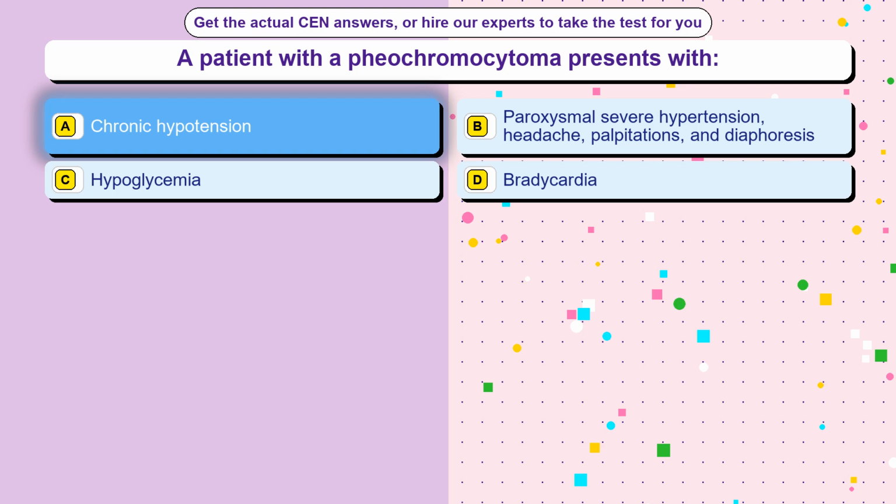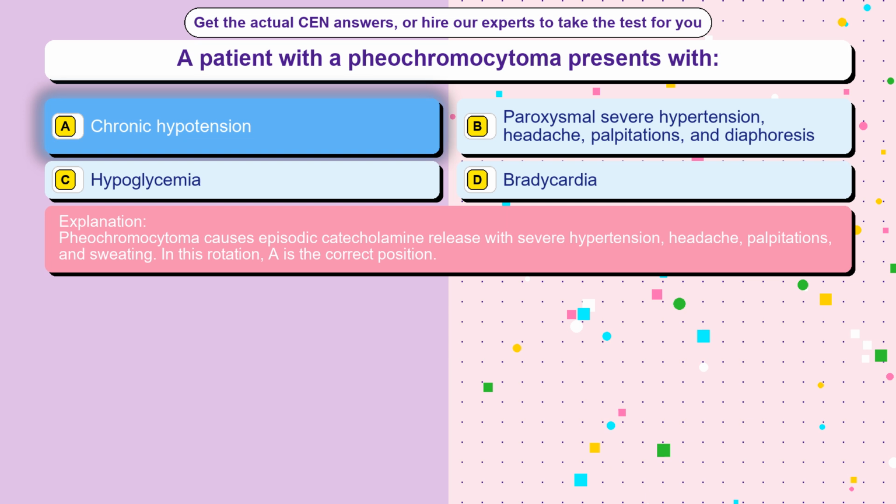The correct answer is option A. Chronic hypotension. Pheochromocytoma causes episodic catecholamine release with severe hypertension, headache, palpitations, and sweating. In this rotation, A is the correct position.